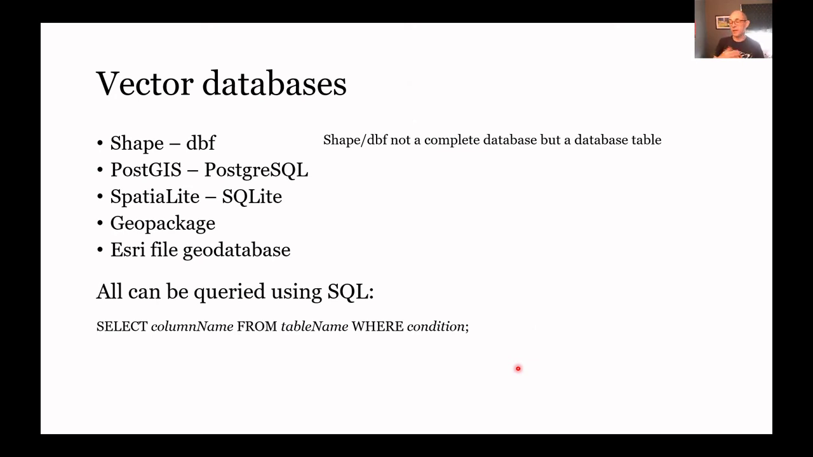Similarly to the raster situation, where there are many different file formats, unnecessarily many, it's the same situation with vectors. We have a lot of different ways of storing data. Traditionally, I would say, we have the shapefile with shape and DBF. So the shape is storing the spatial information. DBF is our database.